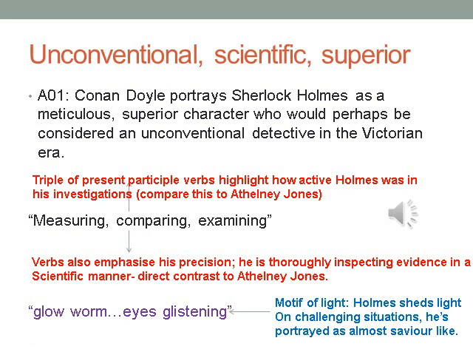Our next point is that Conan Doyle portrays Sherlock Holmes as a meticulous, superior character who would perhaps be considered an unconventional detective in the Victorian era. Now, we know that Sherlock Holmes uses very scientific methods. Remember, the Victorian era was the age of Charles Darwin's theory of evolution, so there was a thirst for scientific knowledge at the time. We've also got to keep in mind that Conan Doyle was interested in forensic science as well. And we really see that in Sherlock Holmes' method of investigation.